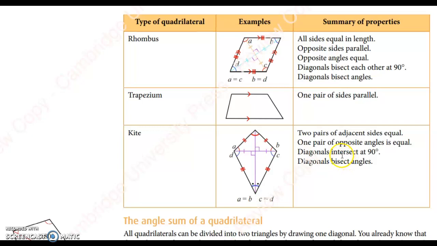Then one pair of opposite angles is equal. So only the left angle and the right angle are equal. Okay, how about the top and bottom angle? It's not equal. The diagonals intersect at 90 degrees, here, and then the diagonals bisect angles. So they divide the angles into 2 equal parts.